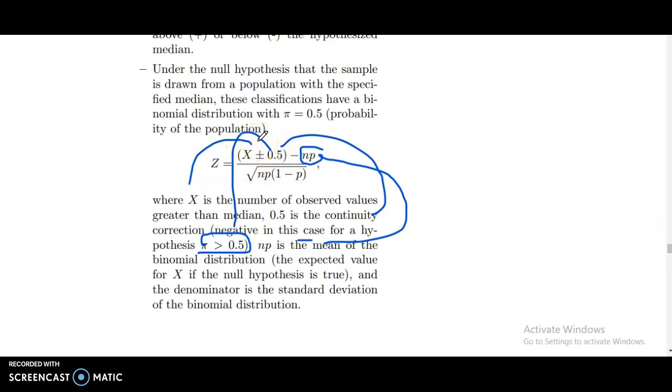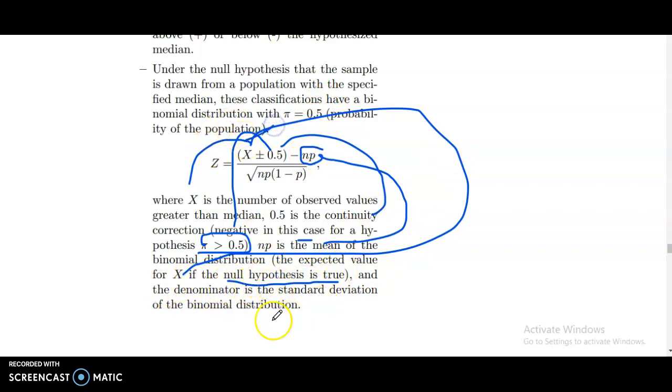After getting this value, we subtract from it np, the mean of the binomial distribution, that is, the expected value for x if the null hypothesis is true.